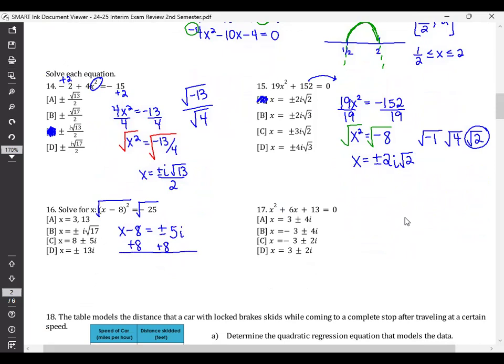And 8 and 5i are not like each other, so I just put the 8, the real, in the front and your imaginary in the back. So 8 plus or minus 5i. B would be our correct answer.